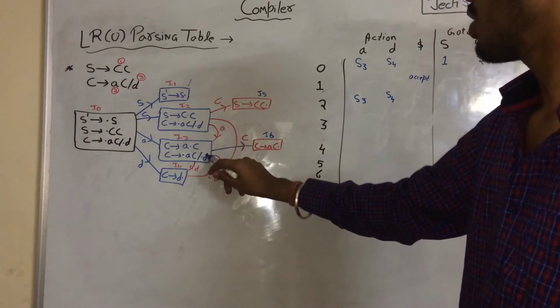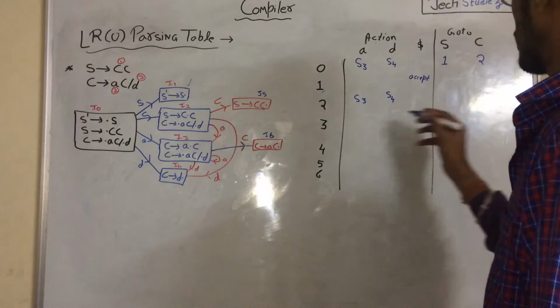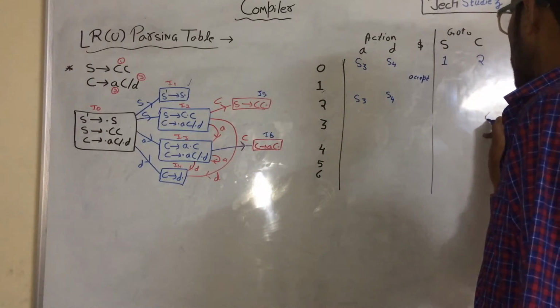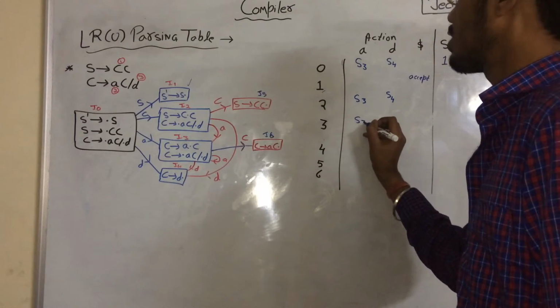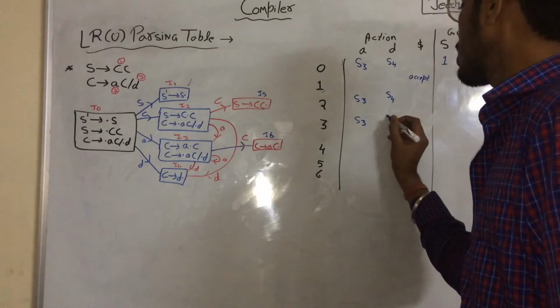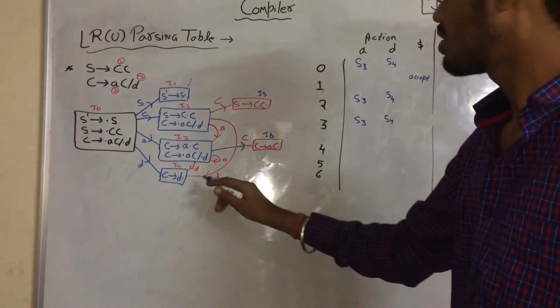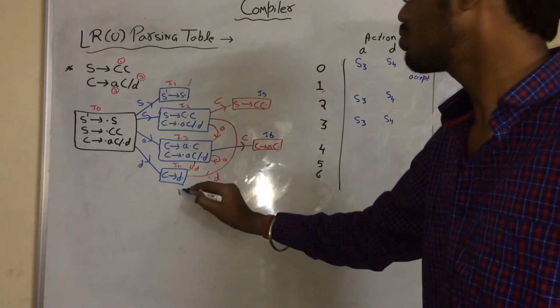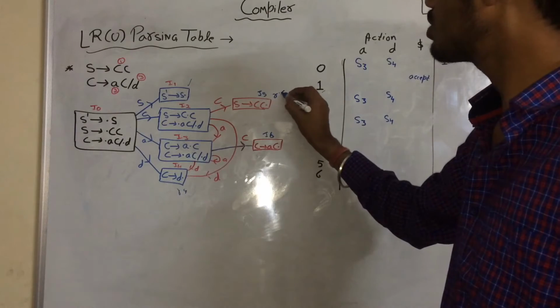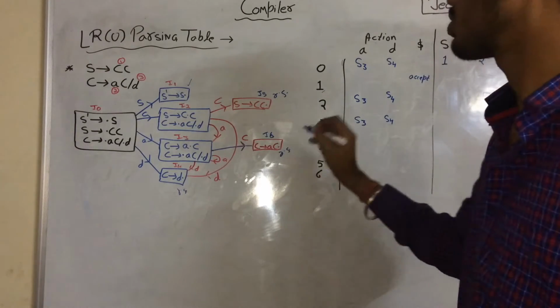Now come on third state. On C, what we get? Sixth. Third on C, what we get is sixth. And on A, we get same state. And on D, we get S4. Now come on fourth. What is fourth? Fourth is reduced state. Fifth is reduced state. And sixth is also reduced state.